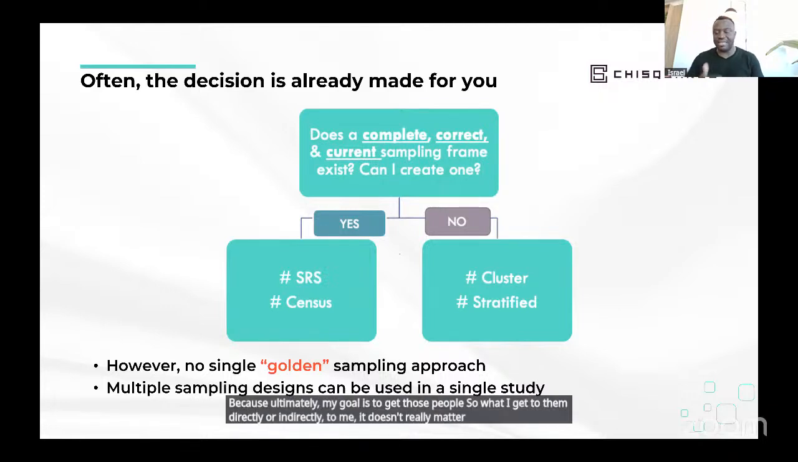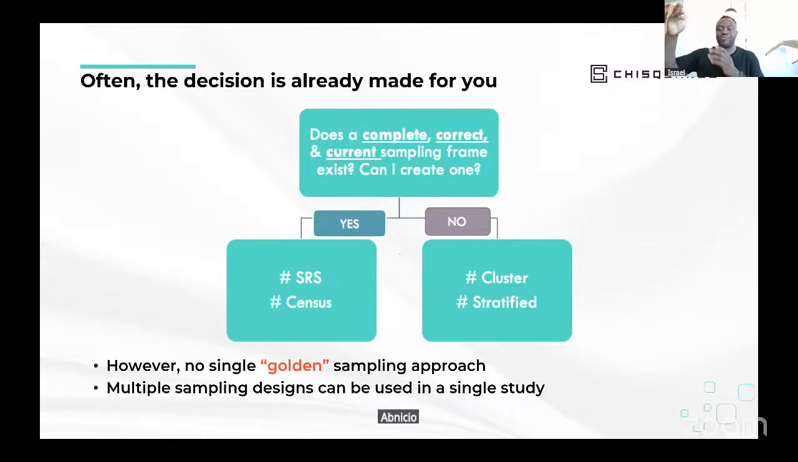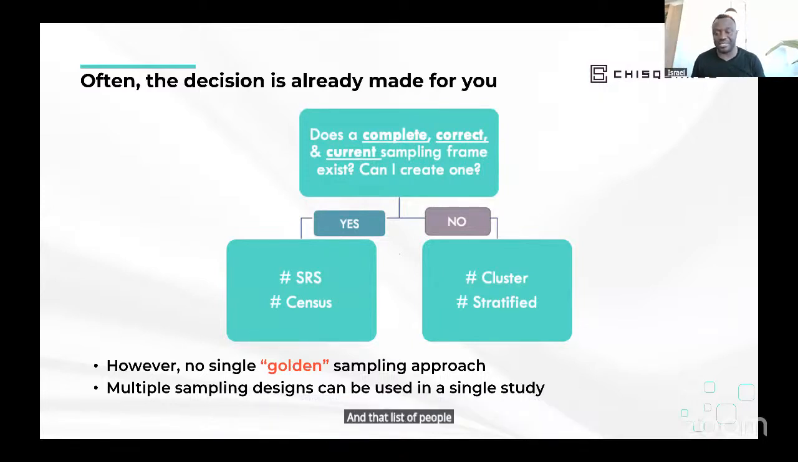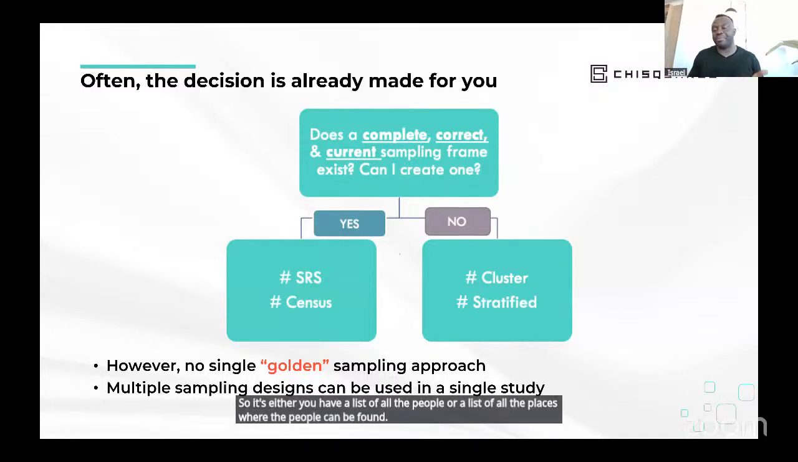So it's either I have a list of all of them, ab initio, or I have a list of where they are, then I can go and find them where they are. And that list of places where people are found is what we call clusters. So it's either you have a list of all the people or a list of all the places where the people can be found. And where can people be found?